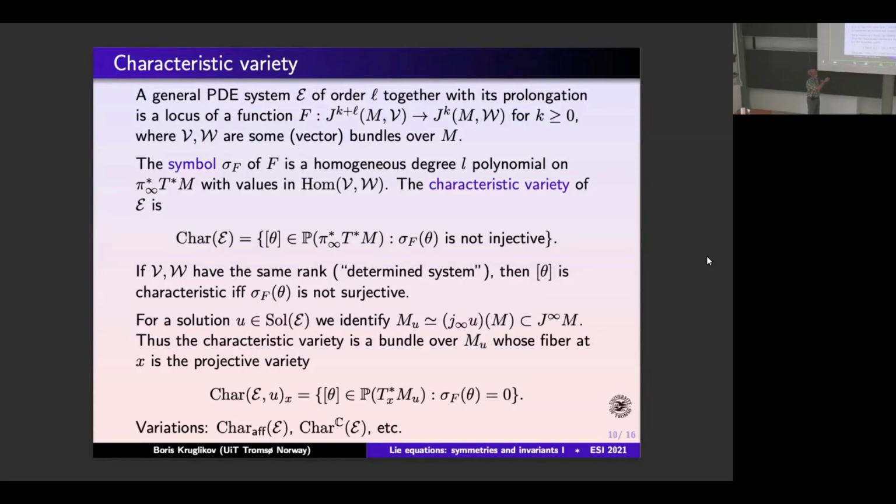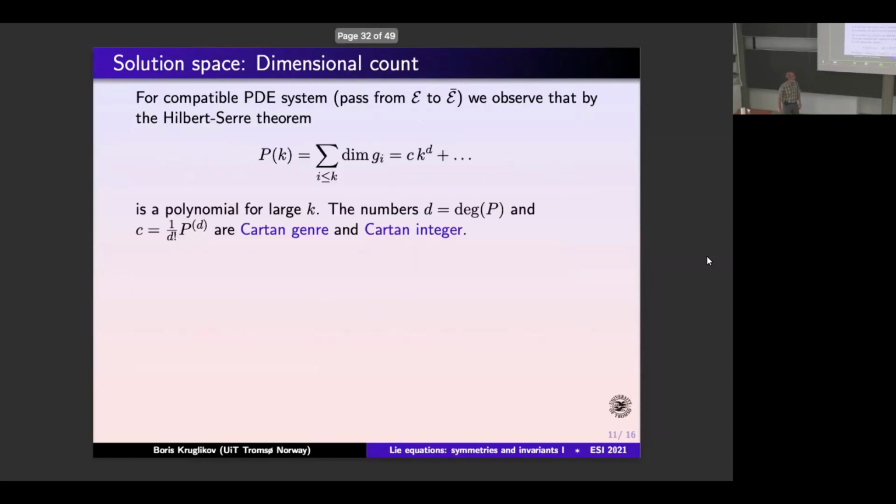Because these are homogeneous polynomials, I can actually projectivize everything. So this becomes projective, but we don't need to do it. We can have a cone, which will be an affine characteristic variety. Sometimes we can do it over R, sometimes over C, so both are important. For example, for the definition of ellipticity you need real characteristics, and for the count, which I will do next, I actually need complex characteristics, even though the system is real.